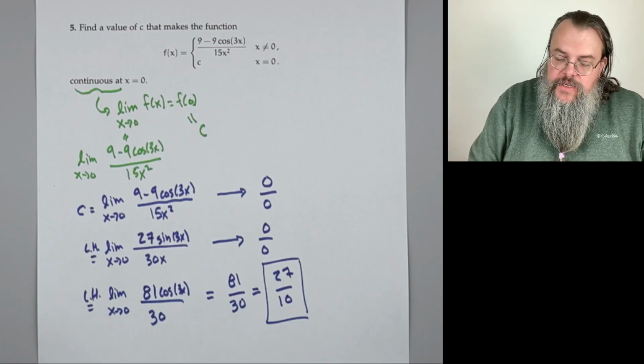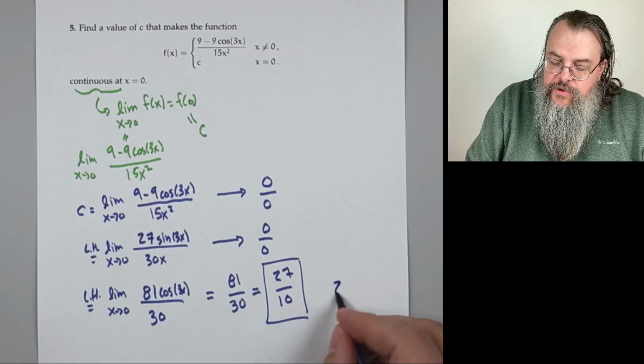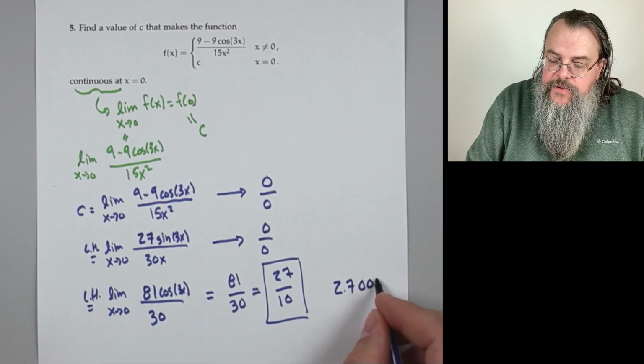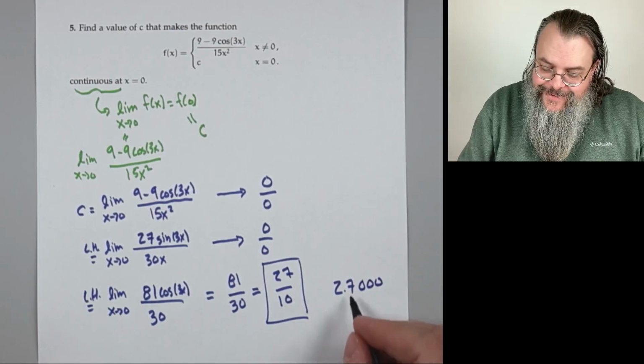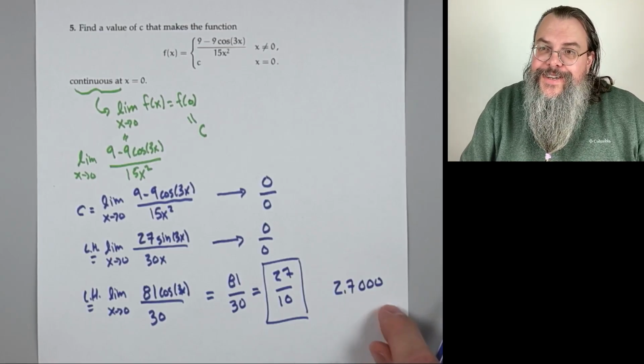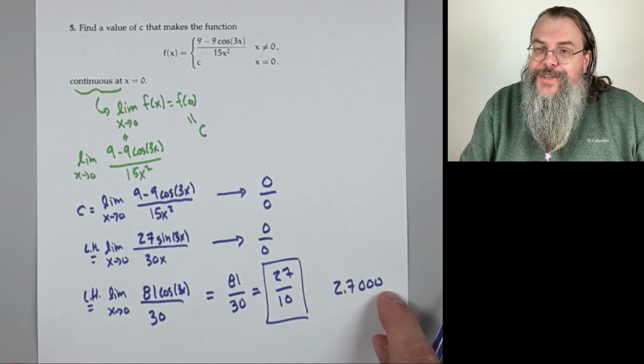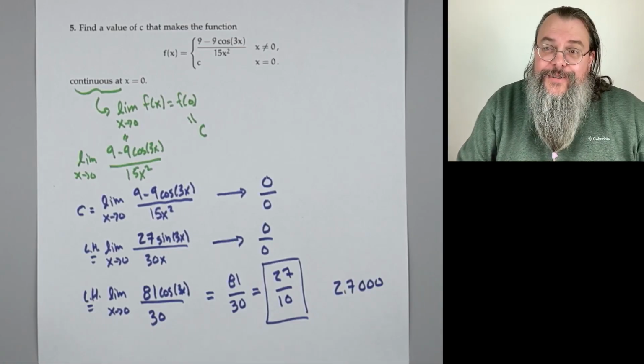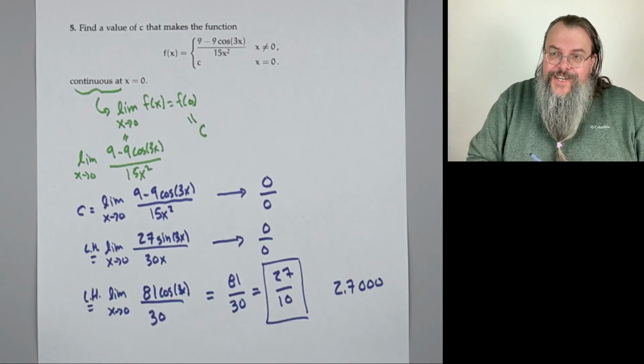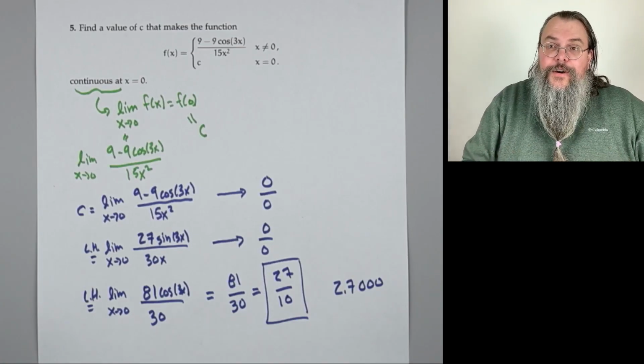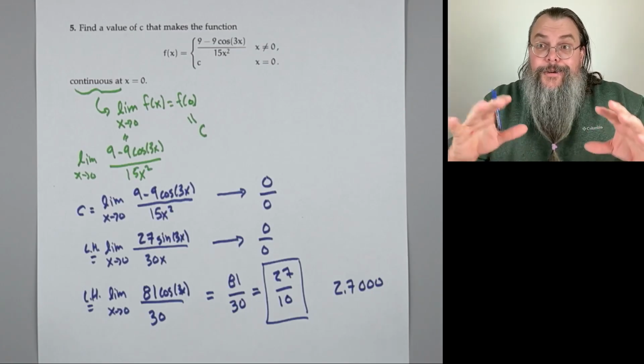And if you're an engineer, you could say, aha, this is 2.7, and then add a few digits for precision. Right? Isn't that how engineers work? I don't know. It seems like they like 4 digits. But anyways, 27 over 10. Nice answer. Good. Done. Done.